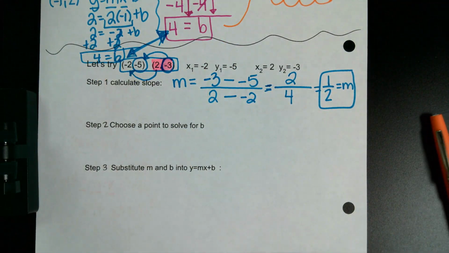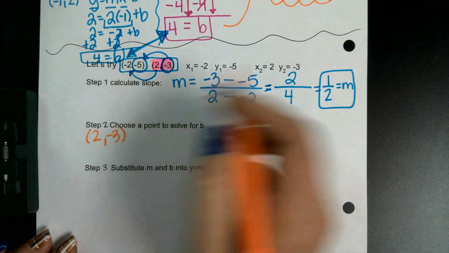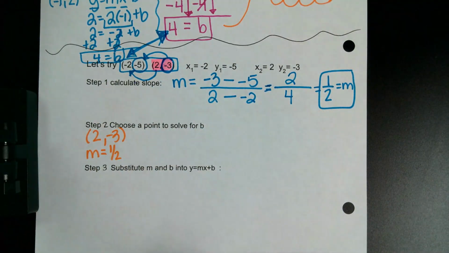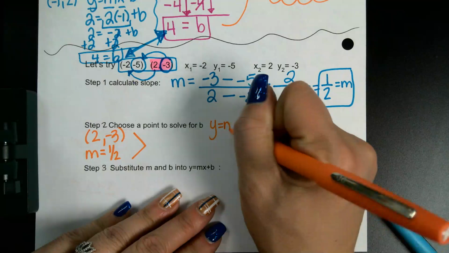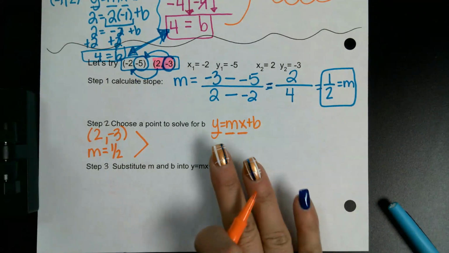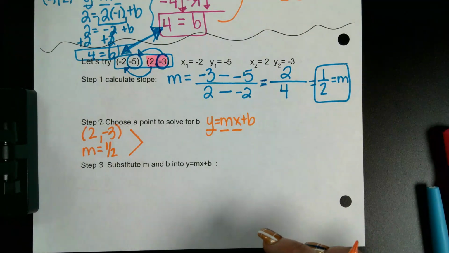So I'm going to write that on here just so you guys know. We're going to use 2 comma negative 3, and our slope that we just found in step 1 was 1/2. Okay, so these are the 2 things that we're going to use in the y equals mx plus b. I always write that out, and then I always underline y, m, and x, because those are the 3 that are going to come out, and we're going to put numbers in their place.